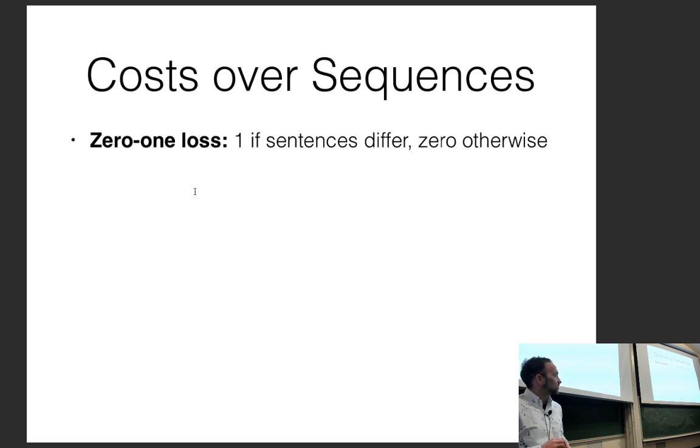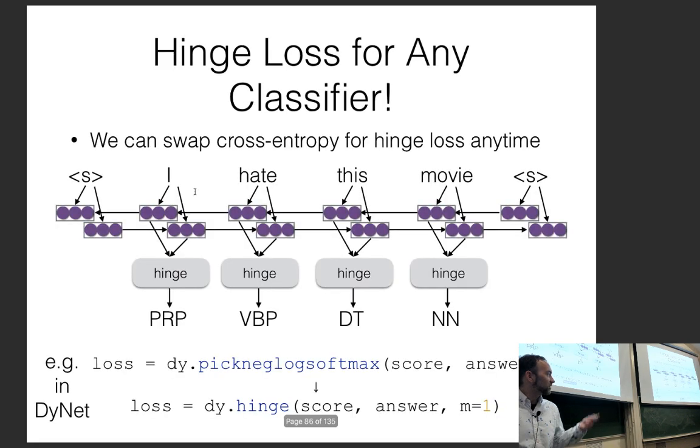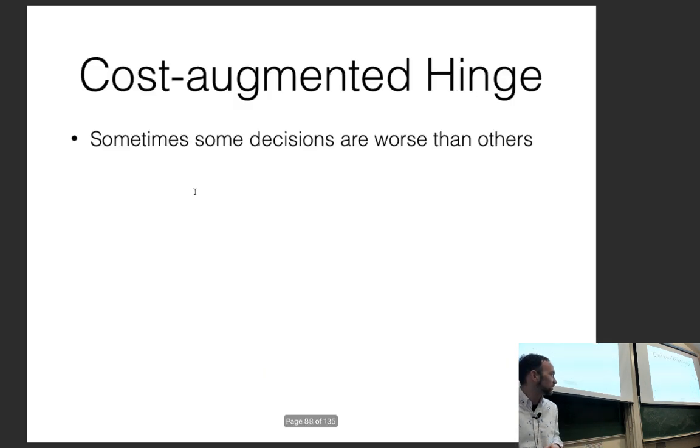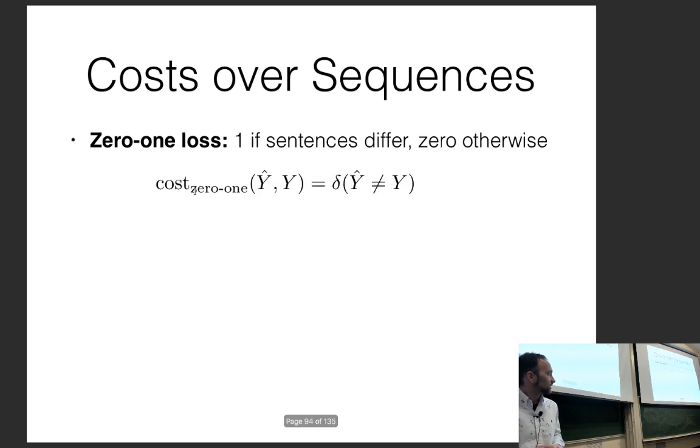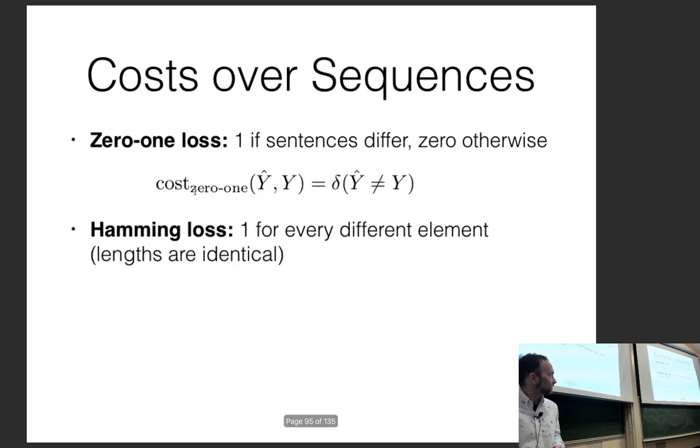The first one is 0-1 loss. So you have a loss of 1 if the sentences differ, and 0 otherwise. So this is kind of interesting. What does this look like? This looks like our regular hinge loss, right? We have a margin of 1 for every possible mistake we make, and we have a margin of 0 if we don't make a mistake, so then we don't have any problem. So that's what that looks like. However, if you think about sequences, getting everything wrong is probably worse than getting one thing wrong, right?